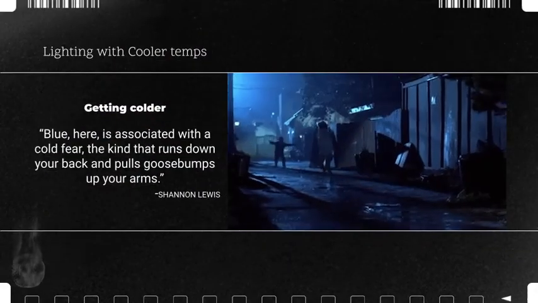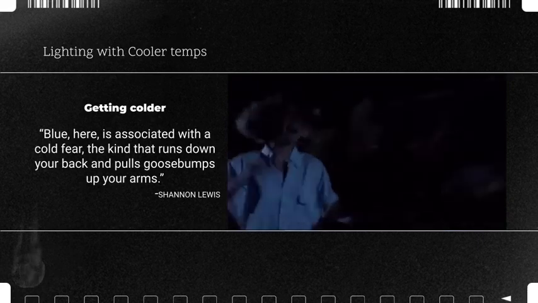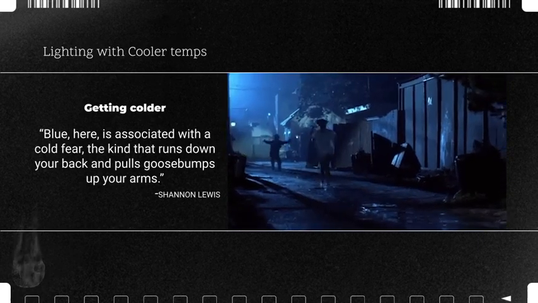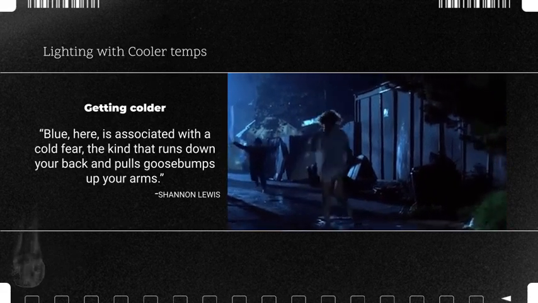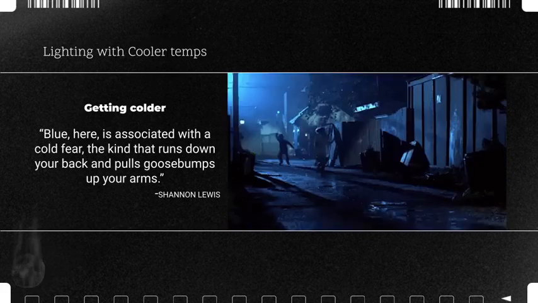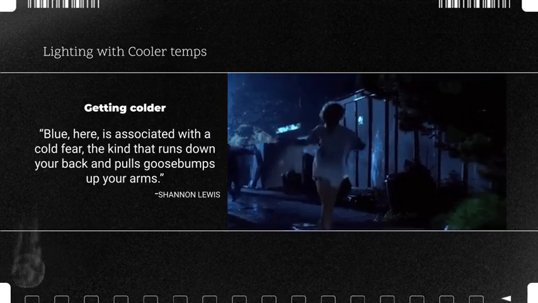The lighting goes very cold. On the spectrum of white light, the color temperatures range from warm, a yellowish white light, to cool, white light with more of a bluish color. Many horror films rely almost exclusively on the cooler temperature lighting, but as we can see here, slasher flicks took it to a much darker level.